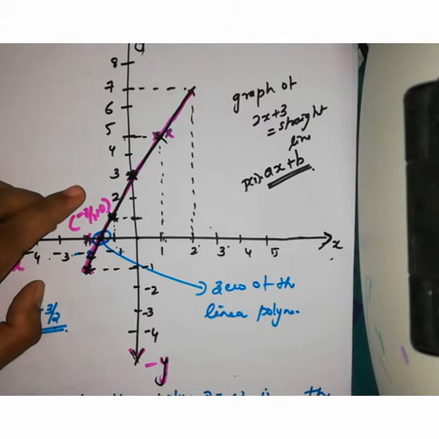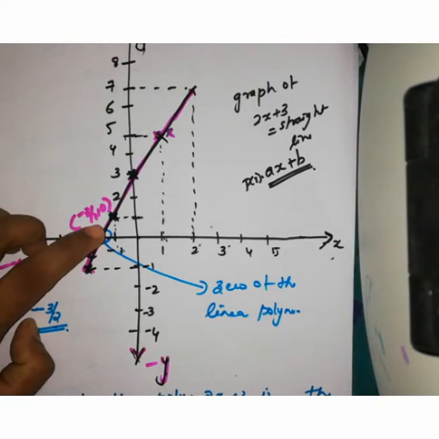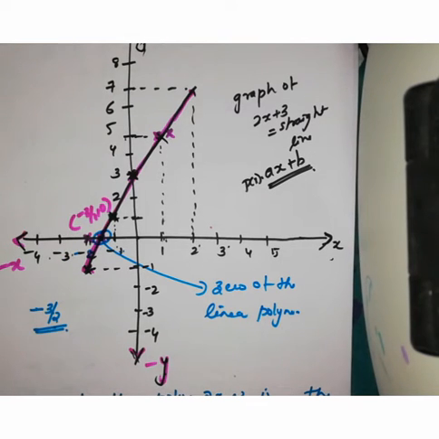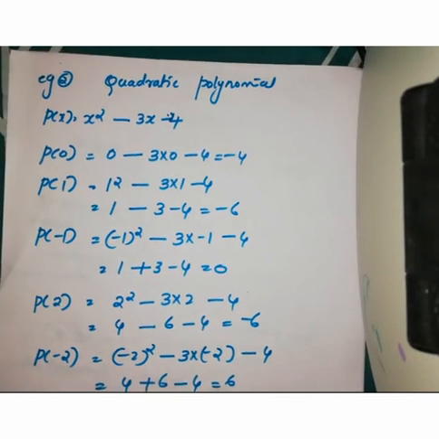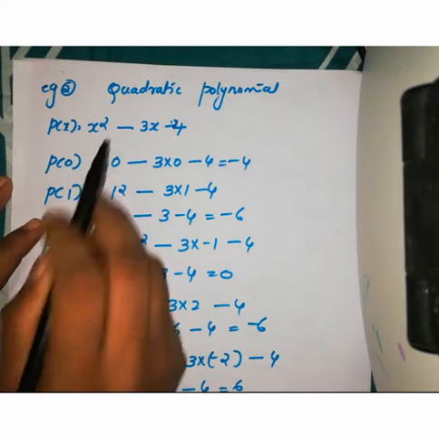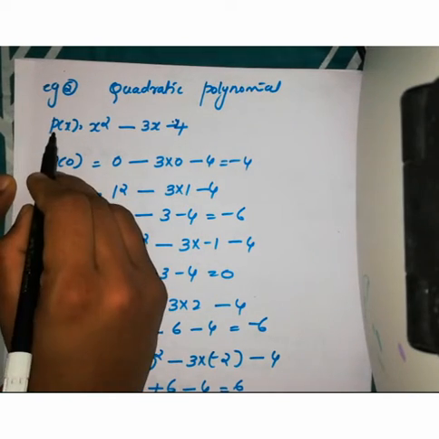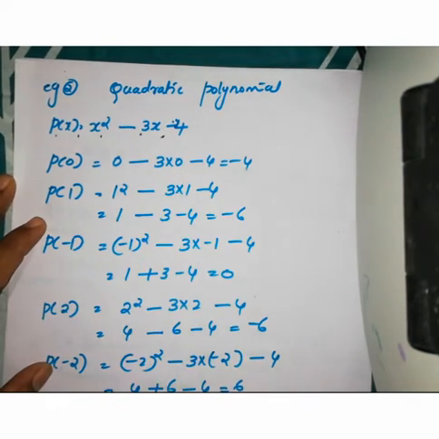The graph of 2x plus 3 intersects the x-axis only at one point. That point is known as the zero of the polynomial. Next, consider a quadratic polynomial. You know what a quadratic polynomial is? The degree is 2, the highest degree is 2. So, for example, p of x is equal to x square minus 3x minus 4.